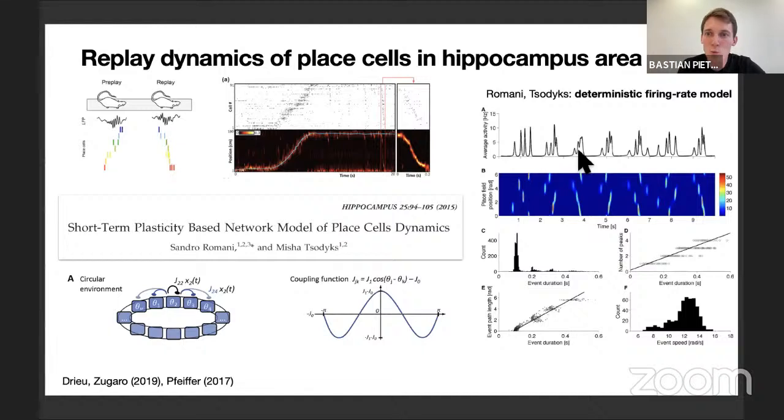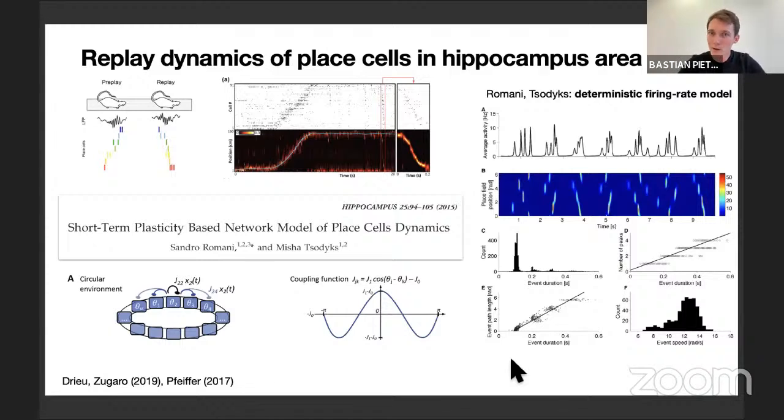And even better, if you zoom into one of those bursts, then you see that actually there are trajectories running across the place field positions. So you run in either a forward or backward direction. Then they did a lot of statistics, but again, for the sake of time, I will skip that. So we tried to model exactly the same kind of hippocampal dynamics with our model.